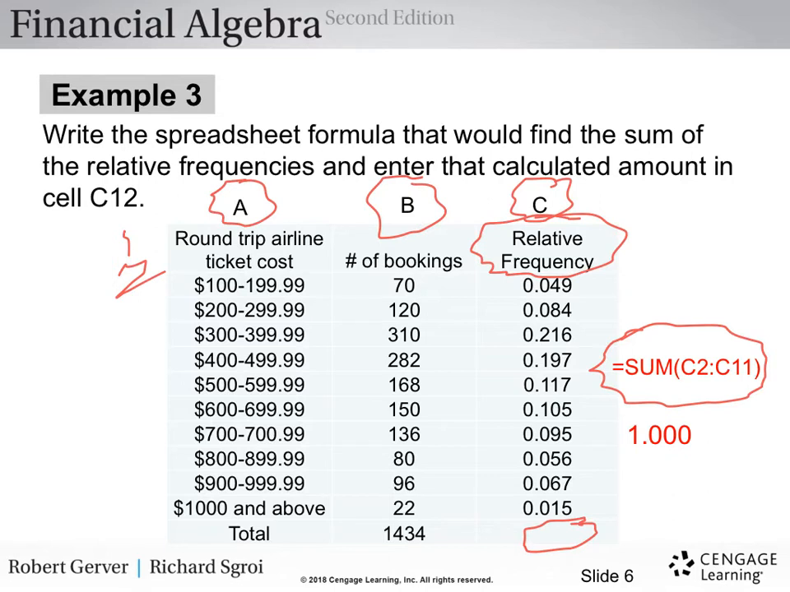Basically, it's taking from C2, which is 0.049, to C11, 0.015, and adding them up and putting them down here in C12. Well, if we type this into this cell and then hit enter, the answer we're going to get is 1. And that makes sense, okay? Because if you think of it, the total number here is 1434. So if you add up each of the percentages here, it's going to come out to be 1.